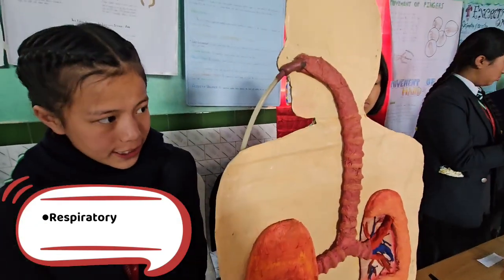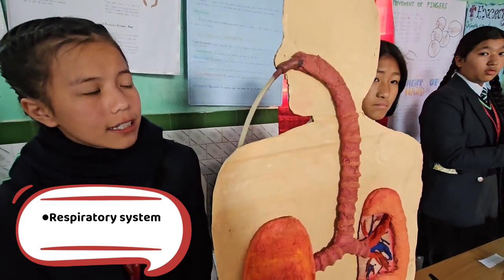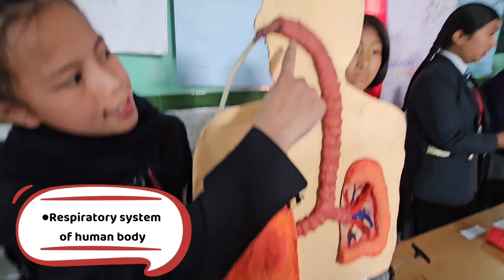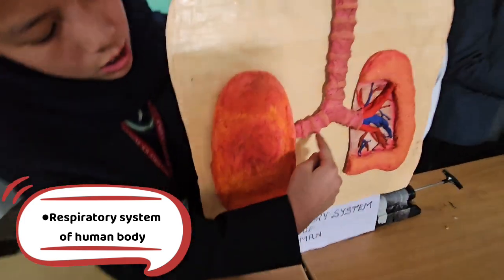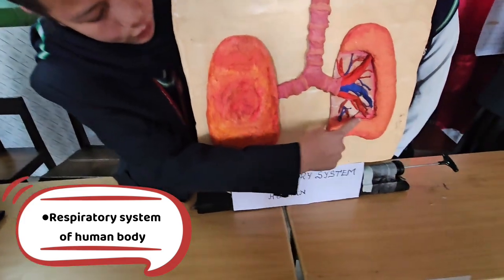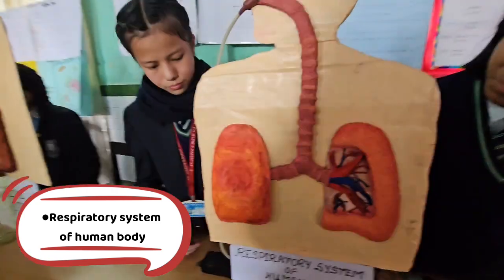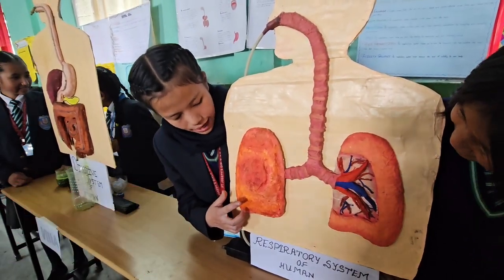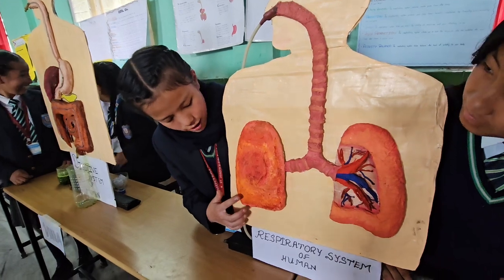Respiration in the human body. The organs that are involved in respiration are nostrils, trachea, bronchus, bronchioles, alveoli, and two lungs. The lungs expand, and when we breathe out, the lungs contract.